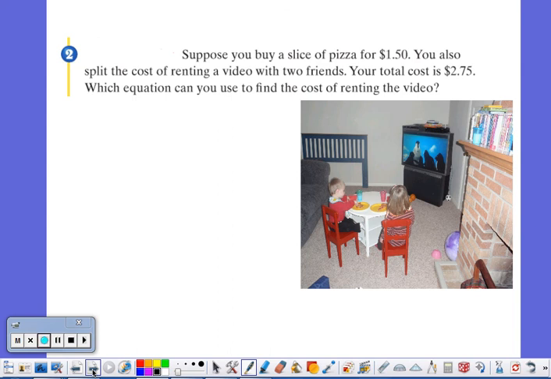Suppose you buy a slice of pizza for $1.50. You also split the cost of renting a video with 2 friends. Your total cost is $2.75. Write an equation you can use to find the cost of renting a video.